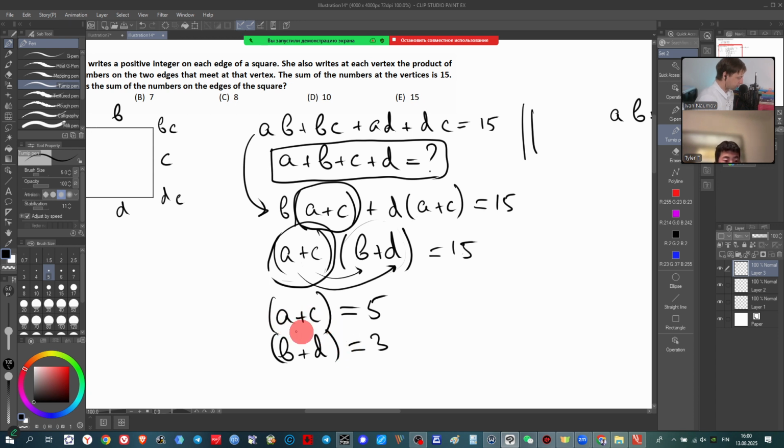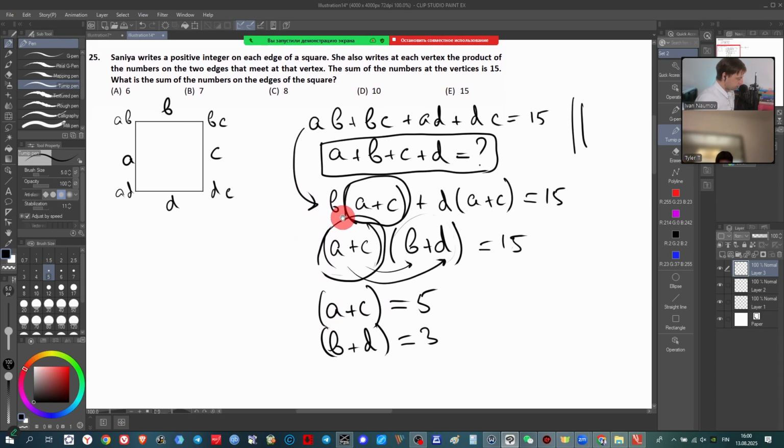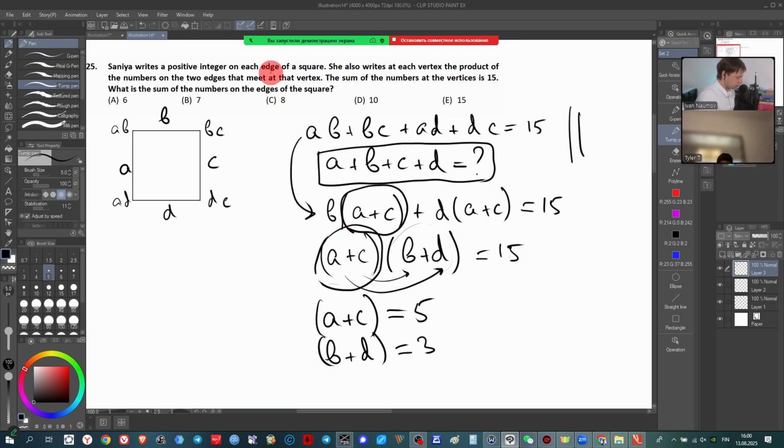Tell me, please, about A and C. The sum of A and C is 5. What can these numbers be? 5 and 0, 4 and 1, 3 and 2. I want you to pay attention that we have a positive integer on each edge of the square. It means A and C are positive integers, so none of them can be 0, right?